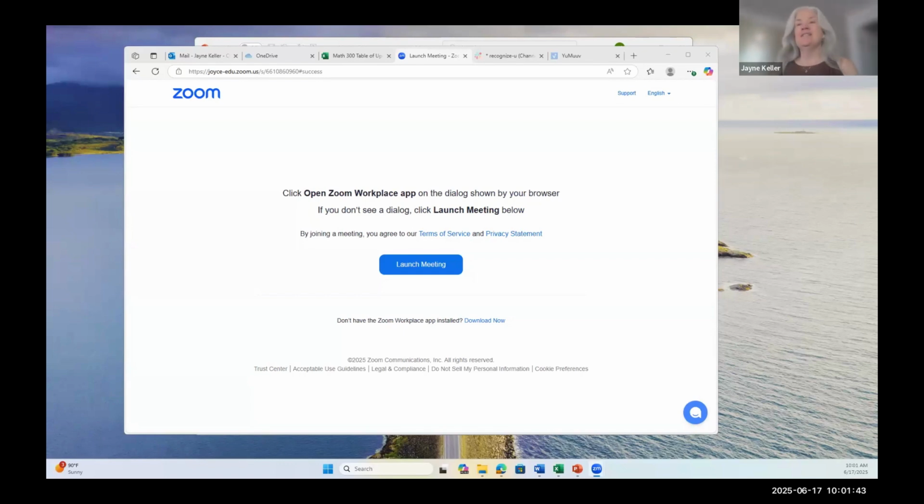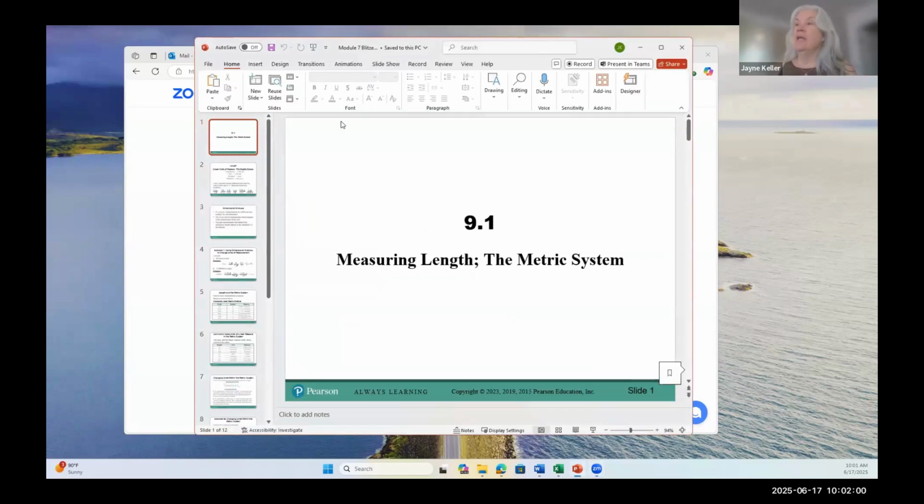The plan for today is to look at the PowerPoints from the three sections that we have, 9.1, 9.2, and 9.3, and then I have some example problems to go over. I'll bring up the first PowerPoint. And the first one is going to be 9.1, and we're going to be looking at measuring length and focusing a little bit on the metric system, but also looking at the standard system.